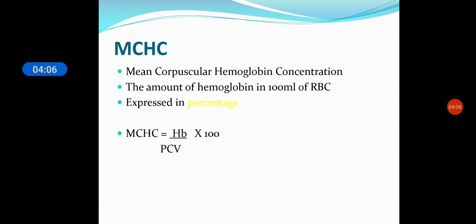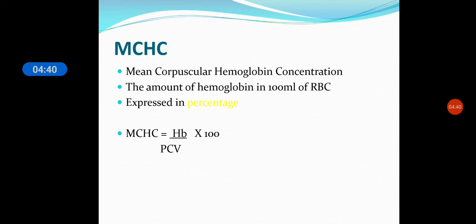So here the formula is similar. It is a percentage. Why? Because you are detecting in 100 ml of RBC. So here again you are detecting hemoglobin concentration. So the formula will be hemoglobin divided by PCV, into 100. The other two were divided by RBC count. Here you are dividing it by PCV. That's why the unit of expression is percentage.